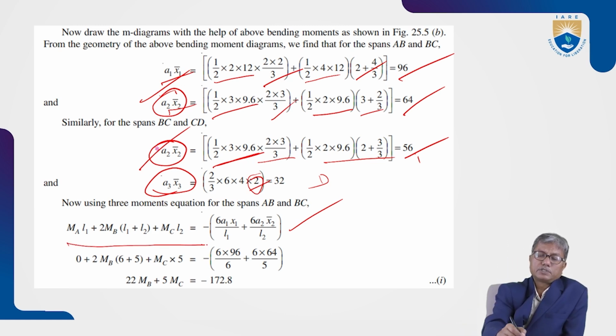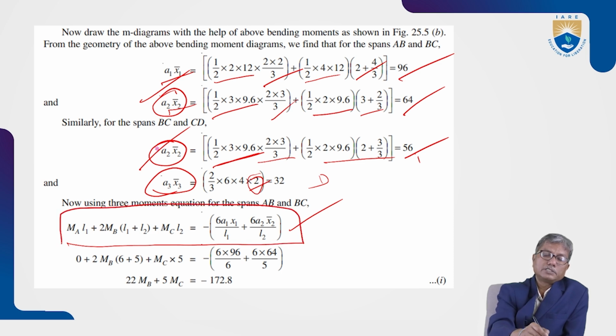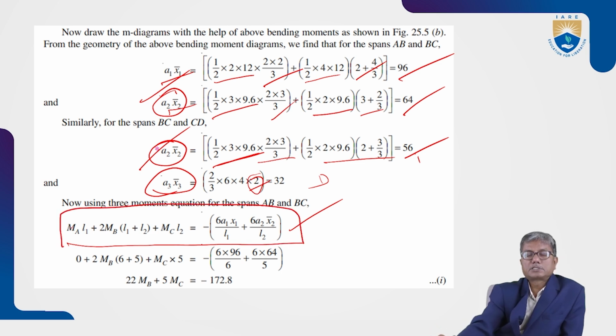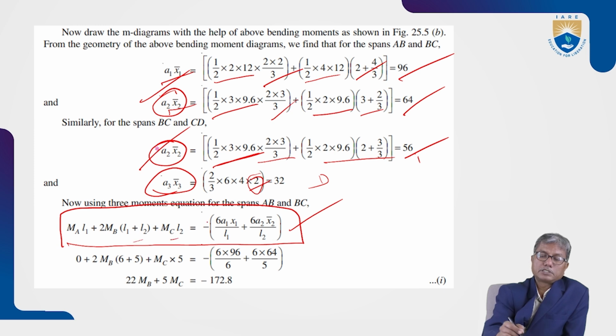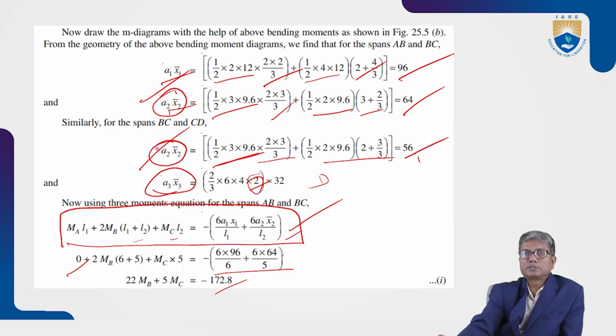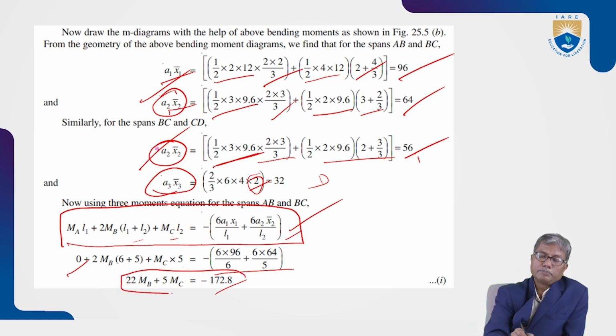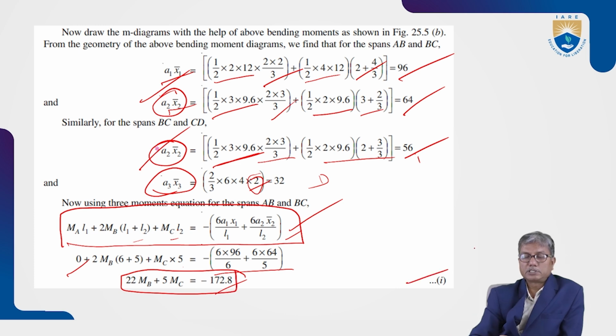This is the equation for spans AB and BC. MA plus 2MB into L1 plus L2 plus MC L2 equal to minus of this. MA is 0, we know. So 2 into MB into 6 plus 5 plus MC into 5 equal to these values. After substitution, we will get the value as minus 172.8. So this is the first equation in MB and MC.